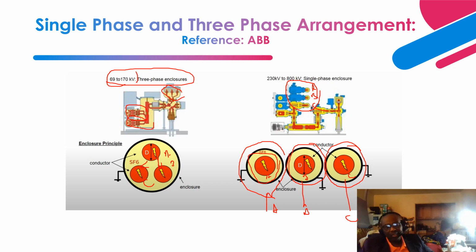On the other hand, for the single phase, each phase is in its own enclosure. Look at the big spacing, and you have an enclosure separating each phase. So for the single phase, you can achieve up to 800 kV. Because it has a lot of components and also cost, the voltages start from 30 kV all the way up to 800 kV.